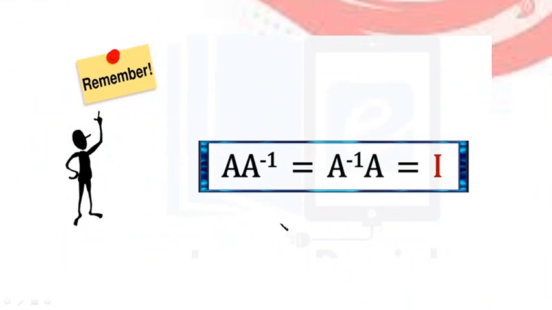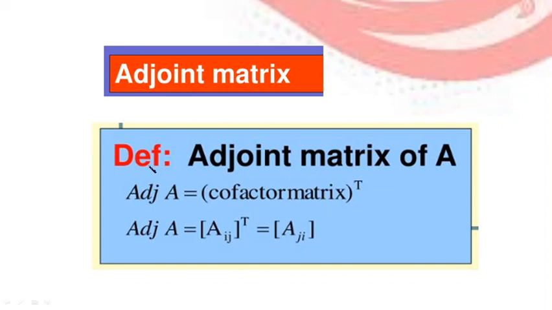One more thing we have to keep in our mind for doing the questions, that A inverse into A is equal to I. This is also one of the properties that we studied earlier, but we have to keep it in mind for doing the questions now. What is adjoint matrix? Adjoint matrix is basically the transpose of cofactor matrix. Adjoint A we can say is equal to Aij, and then we have to take its transpose, or simply we can write it as Aji, because the transpose means rows and columns will be interchanged. So ij will become ji now.